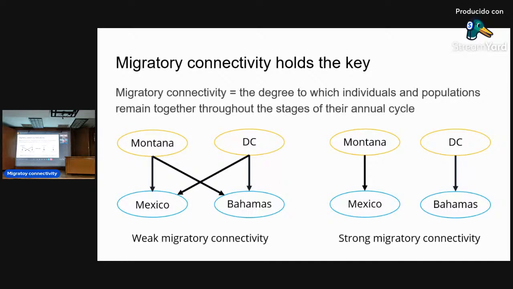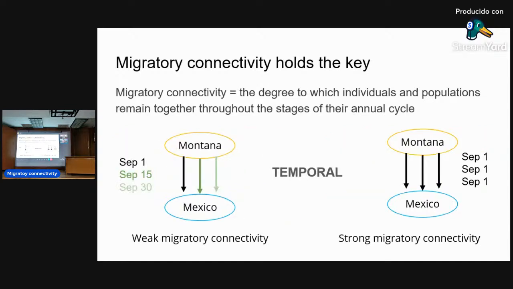It's important to note that there's also temporal migratory connectivity, where instead of space, we're focusing on the timing of migratory events between stages of the annual cycles of these migratory birds. The example of weak migratory connectivity now is for this Montana-Mexico population. We see some birds migrate on September 1st, some on September 15th, and some on September 30th. Even though these birds are all in the same population, they're migrating at different times. Conversely, for strong connectivity, we have the same two populations, but we see that all the birds are migrating at the same time.